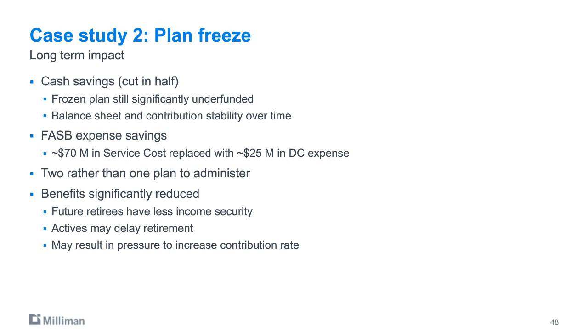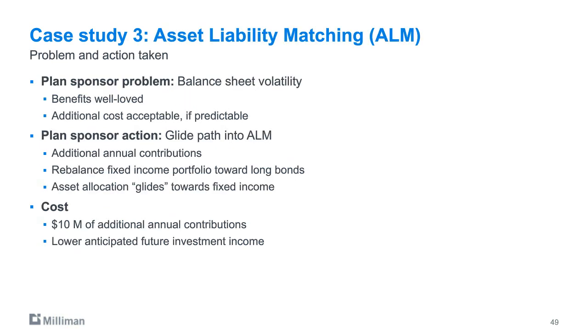I will mention very briefly asset liability matching, because this applies also to governmental plans. You could do asset liability matching, which is effectively trading security for investment returns in the long run. You lower what you expect out of the market, which means you have to contribute more, but then there's less volatility. And with that, I will pass it over to Kelly for the final case study.